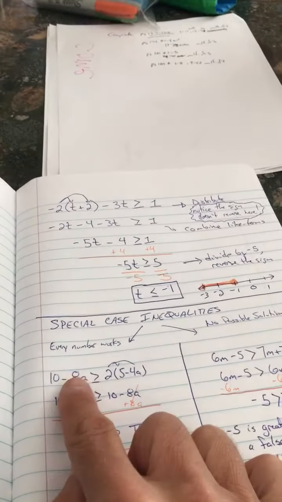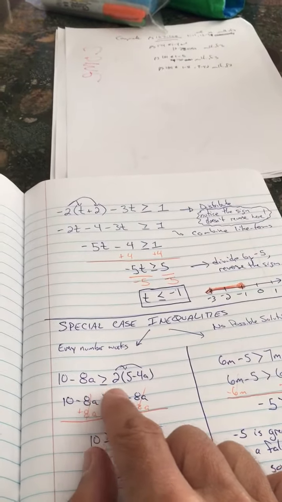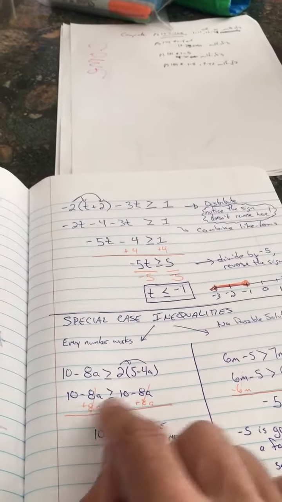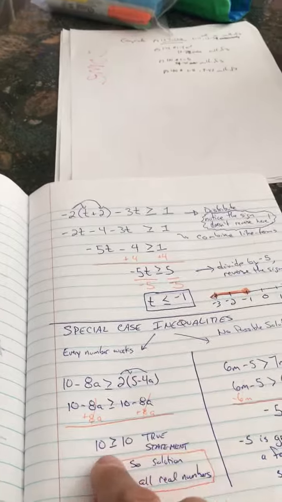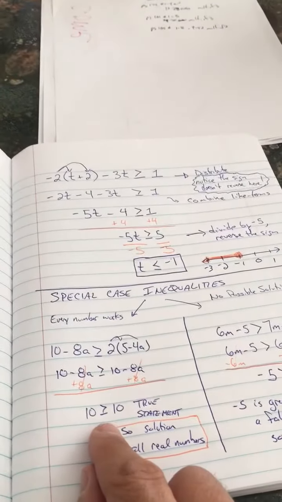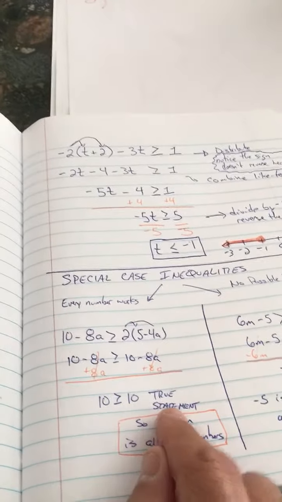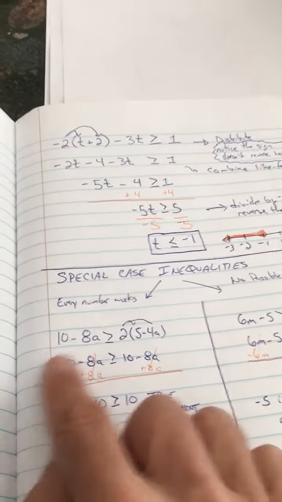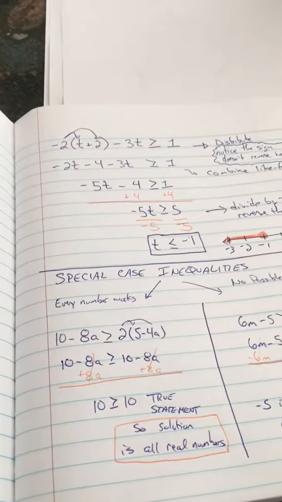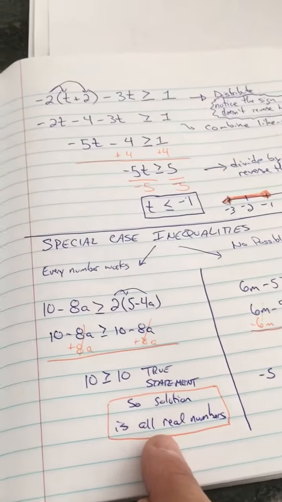And you're going to see that in this case, you have 10 minus 8a is greater than or equal to. And then if I distribute over here, I basically have the same thing on both sides, just like we did before. I'm left with 10 is greater than or equal to 10, which is true, because 10 does equal 10. Since it's a true statement, no matter what you plug in, both sides are going to be equal to each other, okay? So therefore, you would write solution is all real numbers.